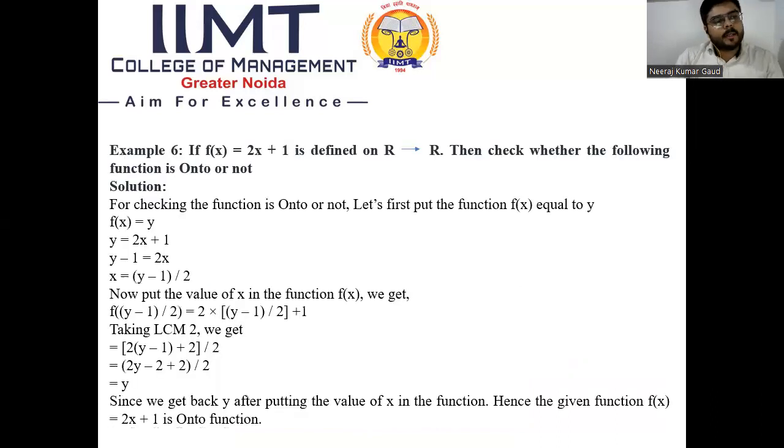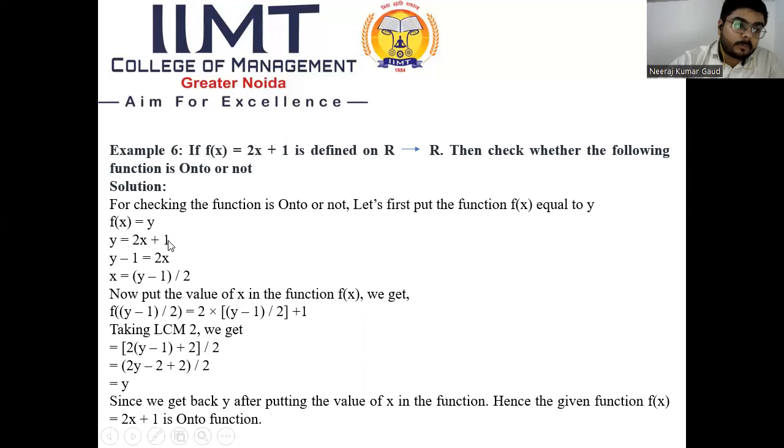Let's take an example. If f(x) is equal to 2x plus 1, which is defined from the set of real numbers to real numbers, we are going to check whether this function is onto or not. For checking whether the function is onto or not, let's first put the function f(x) equal to y. That is, f(x) equal to y. So we will get y is equal to 2x plus 1.